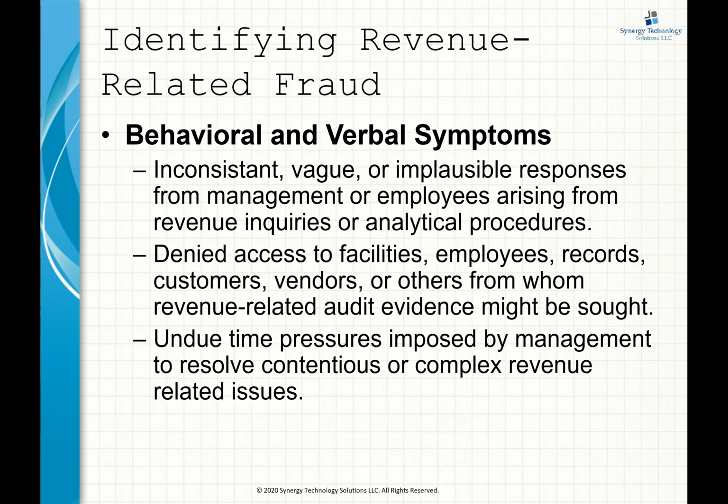So, denied access to facilities, employees, records, customers, vendors, or others from whom revenue-related evidence might be sought. Undue time pressure imposed by management to resolve contentious, complex revenue-related issues. Or management will give you a target that is not achievable. They will give you a revenue target knowing that it is not achievable. So then you know there will be a lot of fake things going on.